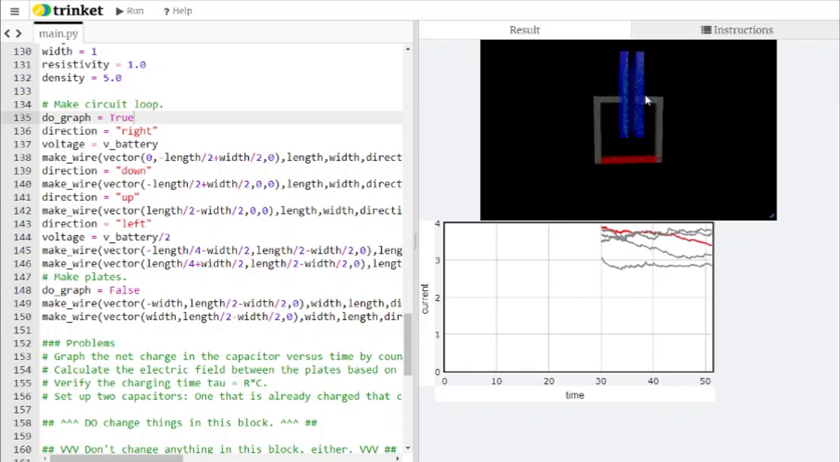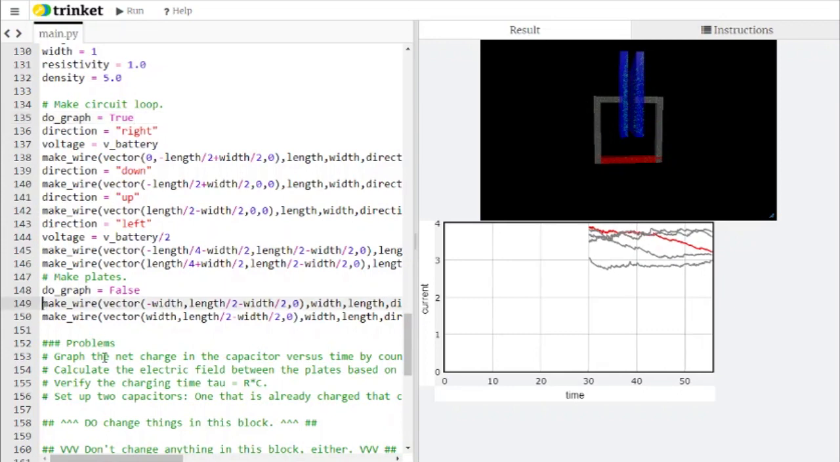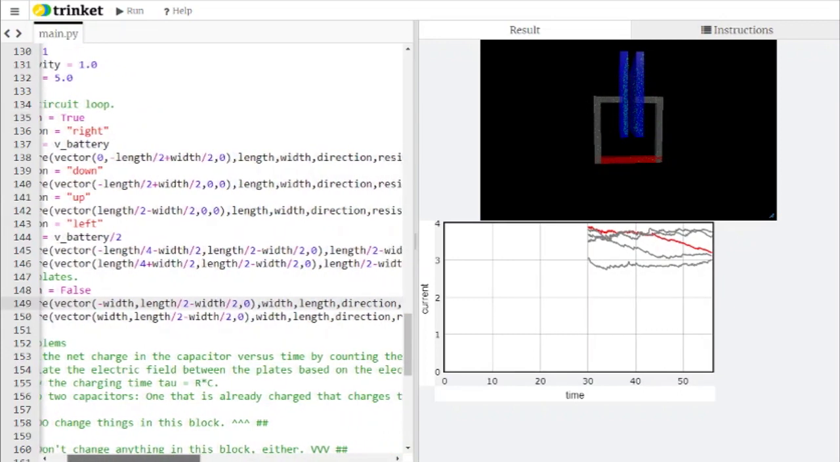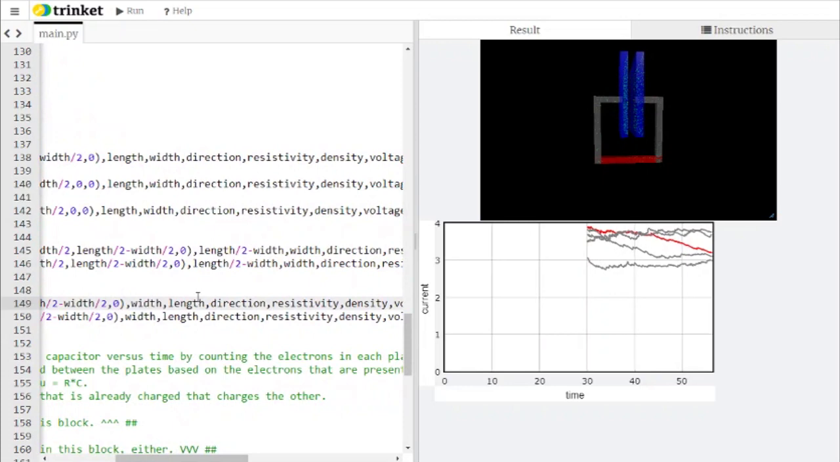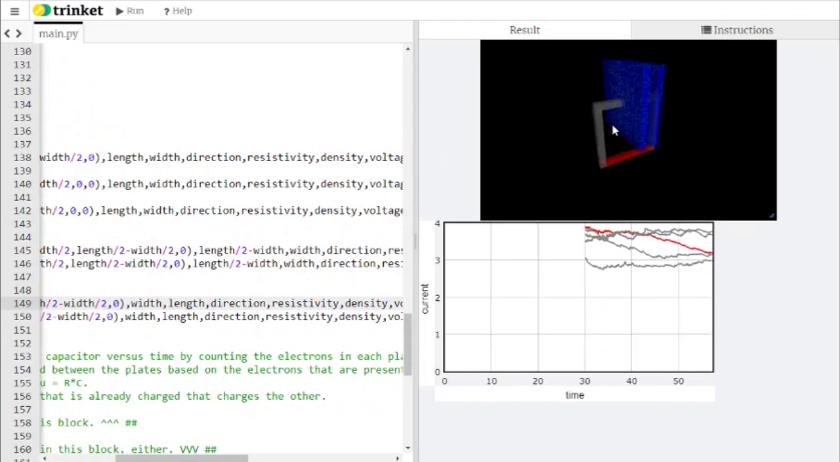So we've set up these branches of the circuit just like usual. I've got 5 wires set up here where it says make circuit loop. And basically we've got the directions going around so that the current flows from the right side of the circuit over to the left side of the circuit. And of course we've adjusted the voltage across each one as usual. And then we have the 2 plates down here. They're a little bit different in that when you get to their size, we've swapped the length and width of them so that they are very wide but very short.